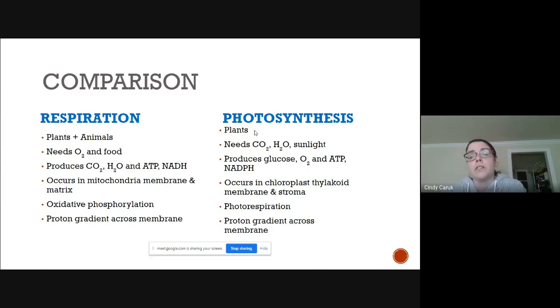Photosynthesis, this is in plants. It's also in things like algae and about 1/3 of Euglena as well. It's going to need carbon dioxide, water, and sunlight. It produces glucose, oxygen, ATP, and NADPH. It's going to occur in the chloroplast, thylakoid, and stroma. It has photorespiration as a problem because of Rubisco. But again, we see a proton gradient across the membrane.